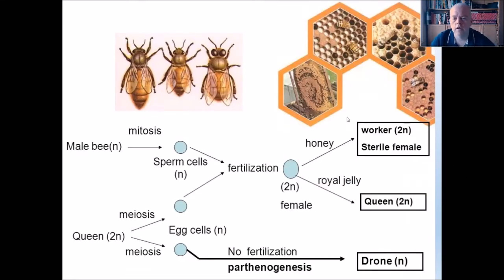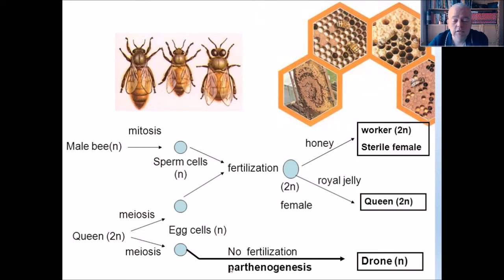One example probably worth being aware of is looking at bees. You're probably aware we have a queen bee. If we look down the bottom here, we've got a queen bee who is diploid, 2N, and the queen bee can undergo meiosis to produce egg cells. Egg cells would be haploid. If we follow the thread down at the bottom of the screen, what can happen with those egg cells is they can undergo a process called parthenogenesis.